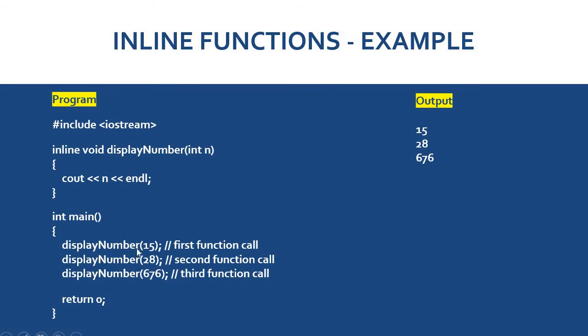So next one, int main. Here I am going to call this display number function. Display number inside the brackets 15. So only one argument, 15. So it will search for the display number function. We found out that only one function is there, and that too inline. So immediately on seeing this inline keyword, the control will not shift from the main function to the function area. Instead of that, the cout statement will get replaced in this area, that is where we have called the display number function. Similarly, the second case also, as it is inline, the statement will get replaced in the main function. For the third case also it will happen the same way. So the output for this program, a very simple program, is 15, 28, 676. So we have displayed all the three values.